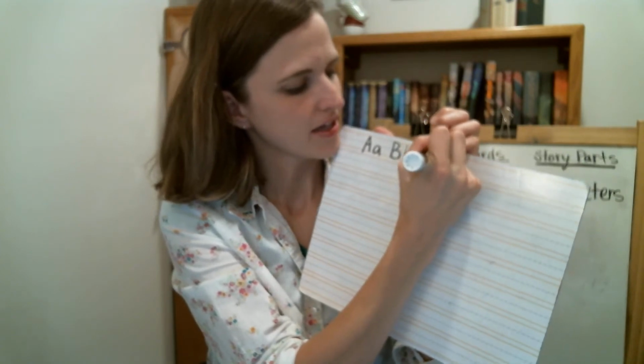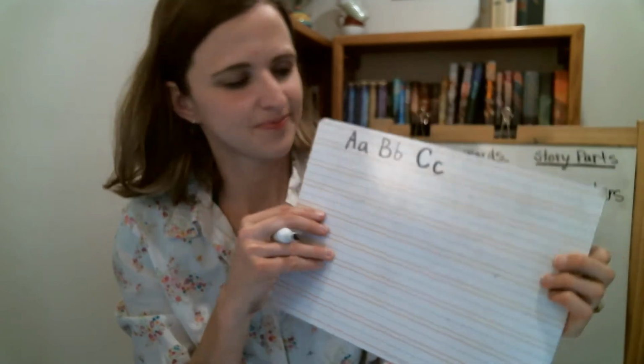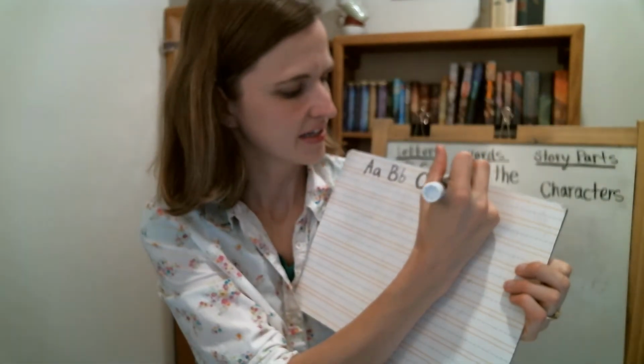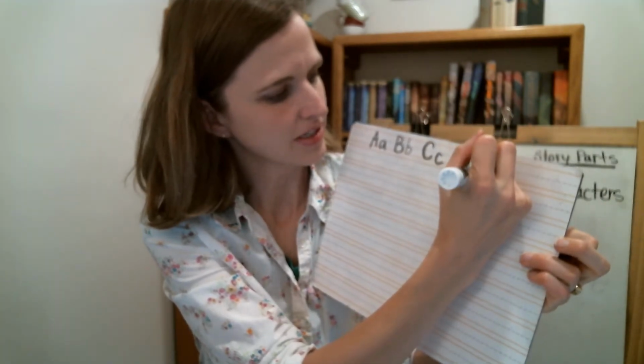C. C's are nice because they look just the same, but smaller. And D. There's our big D. And our small d.